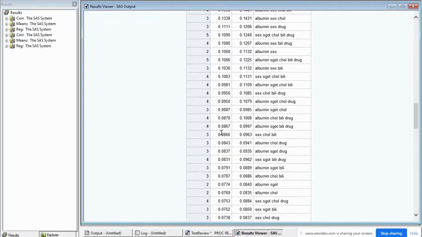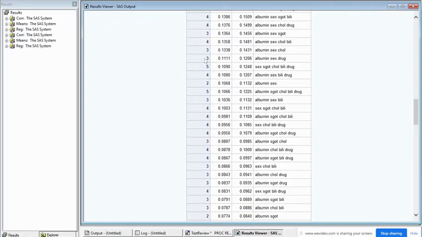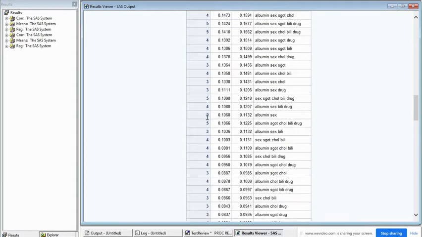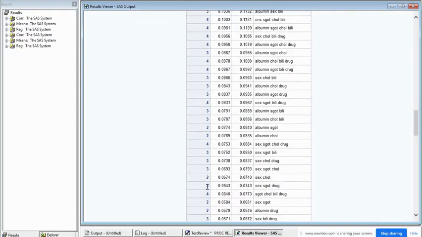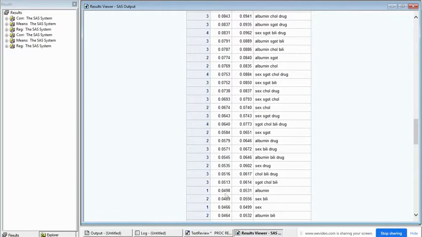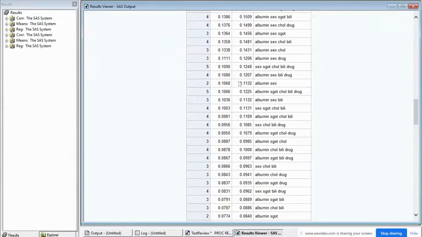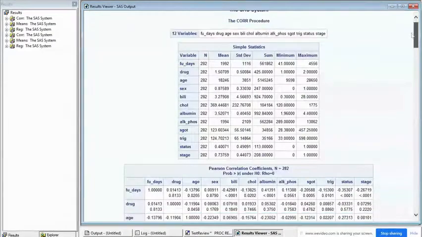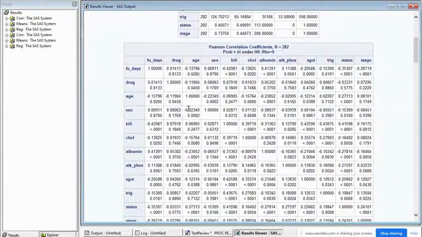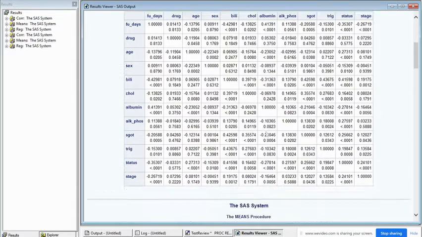So the best two is albumin and sex. Yes, it is. Albumin and sex, which is 0.1068. And then this one was 0.0498. So it is an improvement of more than 0.05. So we're safe there. The next thing I'm going to do is to make sure that they're not collinear. So sex with albumin, so right there, it is 0.1344, which therefore means we are not collinear.